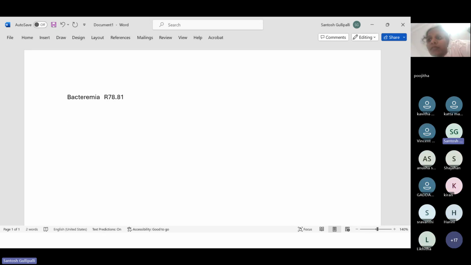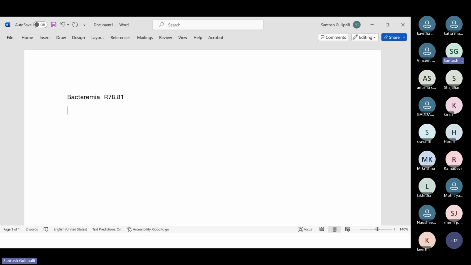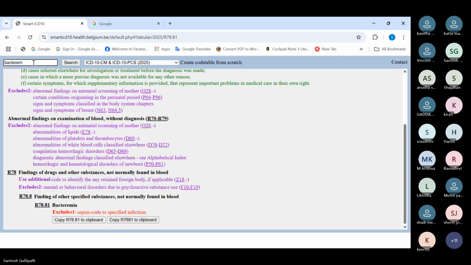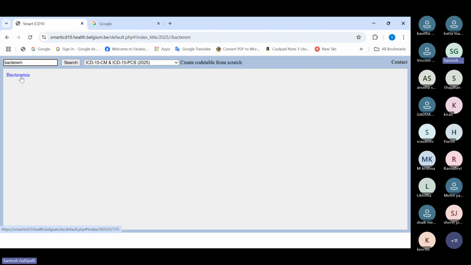R78.81. For example, the patient comes for fever and the physician confirmed bacteremia. The blood culture is positive for MRSA. So the physician simply documented MRSA bacteremia. How to code for MRSA bacteremia? Go to bacteremia.